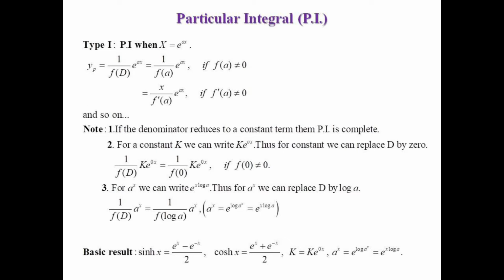For learning this type number 1, we require some basic results. These basic results related to type number 1 are the hyperbolic functions: sinh x is equal to e raised to x minus e raised to minus x upon 2, and hyperbolic cosh x is equal to e raised to x plus e raised to minus x upon 2. And for solving examples based on this type number 1, we may replace a constant term k by k into e raised to 0x. Whenever an a raised to x term is there, we can write a raised to x as e raised to x into log of a. So these are some important things about type number 1.